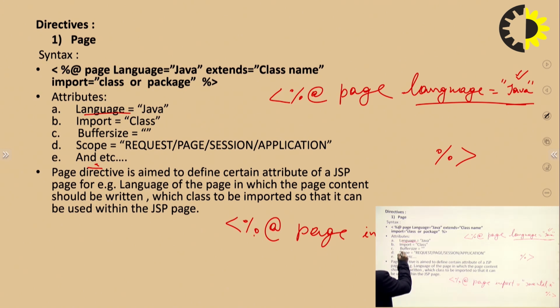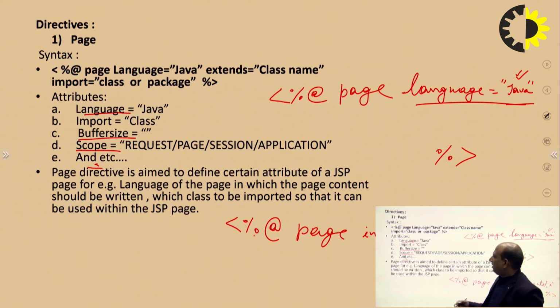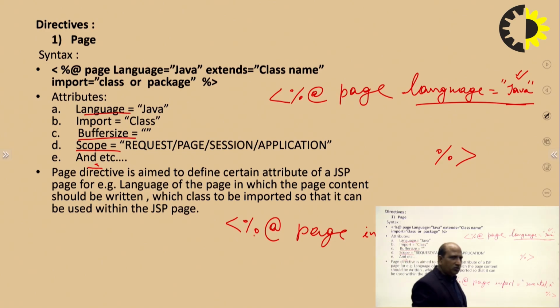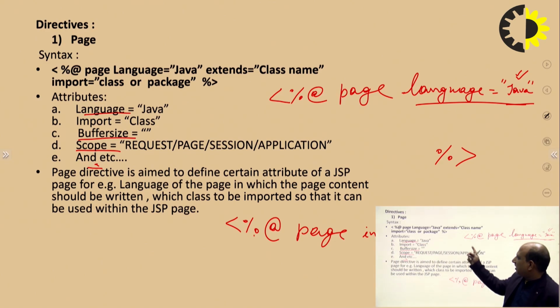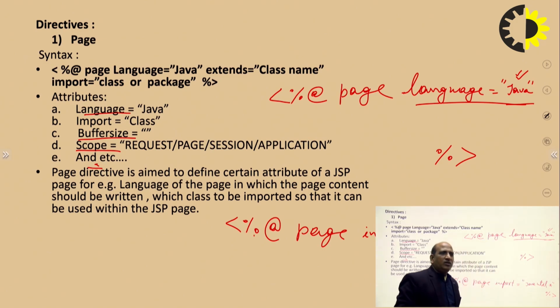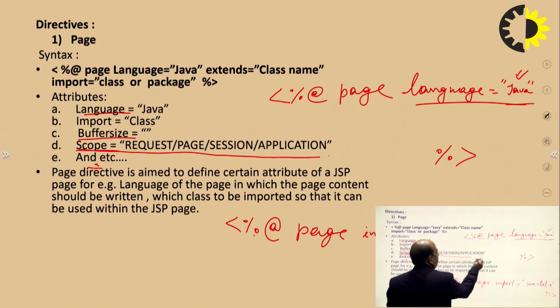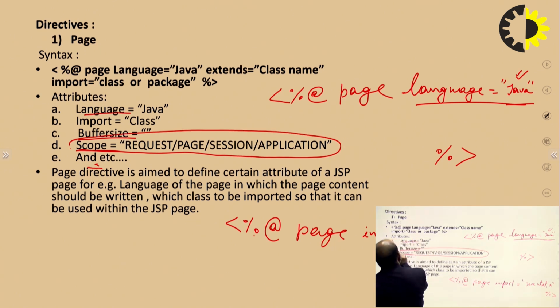Similarly, you can define the buffer size. You can specify the scope, which we will cover in the next lecture. There are a number of attributes of the page directive that may be used, and those are applicable for the current page only. This scope attribute is very important, and we will see it in our next lecture.